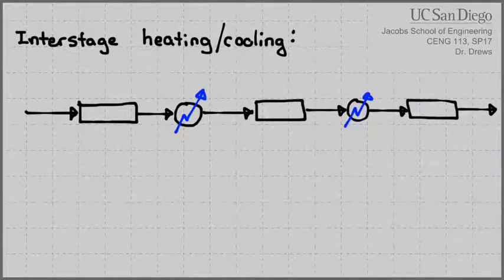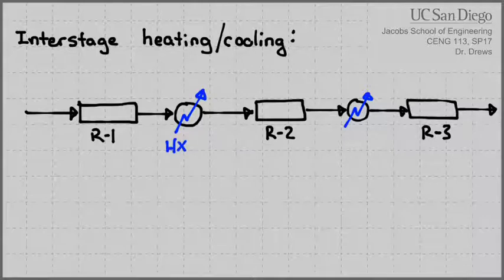Each one of these is a reactor. Once you start seeing process flow diagrams, we abbreviate reactors as R-number, where number is whatever we want. So we have 3 reactors, R1, R2, and R3, and heat exchangers, which are usually abbreviated as HX, sometimes just H. So we've got HX1 and HX2.